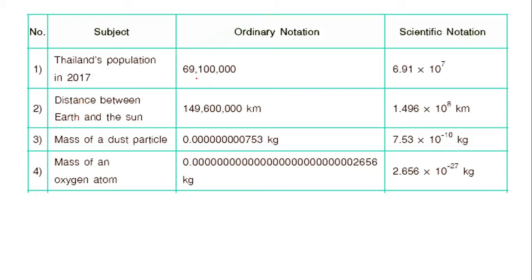69,100,000 people. So this means that in Thailand, in the year 2017, there were 69,100,000 people. Wow, this is such a big number.